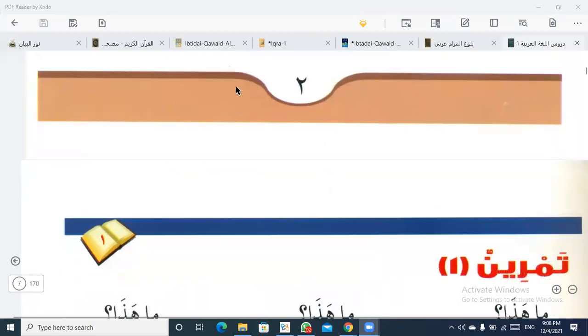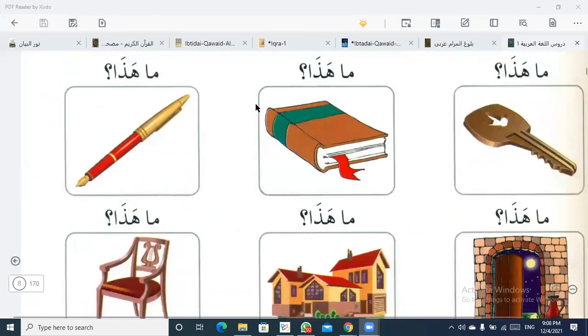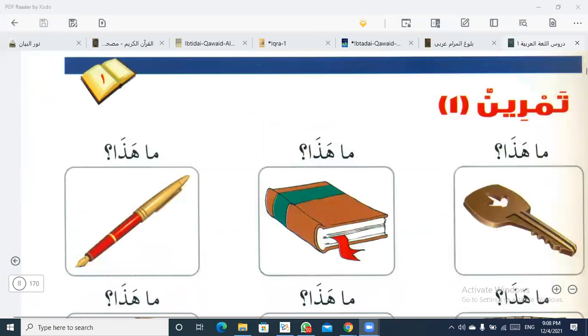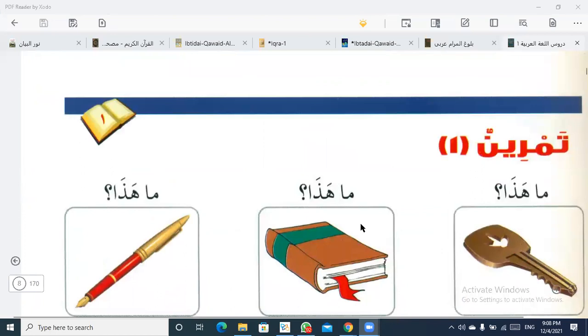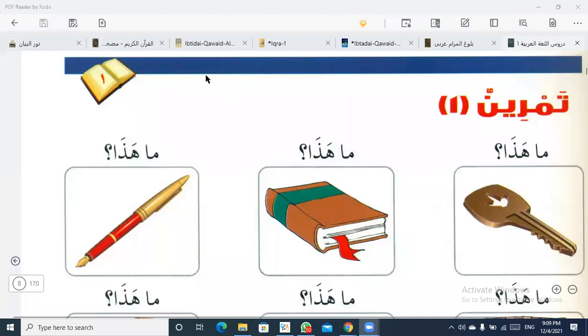Next sister, you read this. Tamreenul Awwal, first exercise. Mahasa, what is it? Answer. Mahasa, miftahun. Mahasa, what is this? Mahasa, kitabun. This is a book. Mahasa, what is it? Mahasa, qalamun. This is a pen. Okay, next sister.